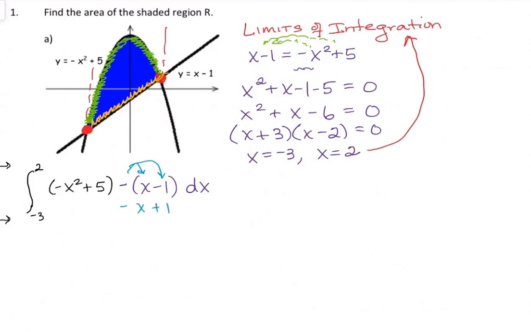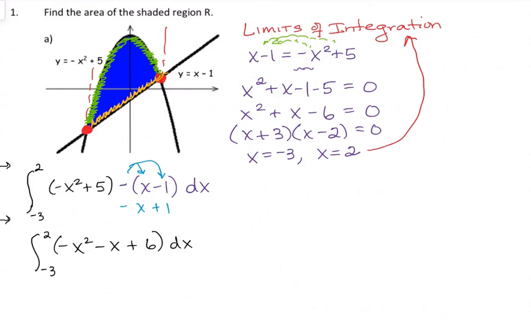And then I can also combine my like terms. The +5 and the +1 can be combined together. So it gives me an integral from -3 to 2 of -x squared minus x plus 6, and then don't forget your notation, dx. So that's what I want to integrate.